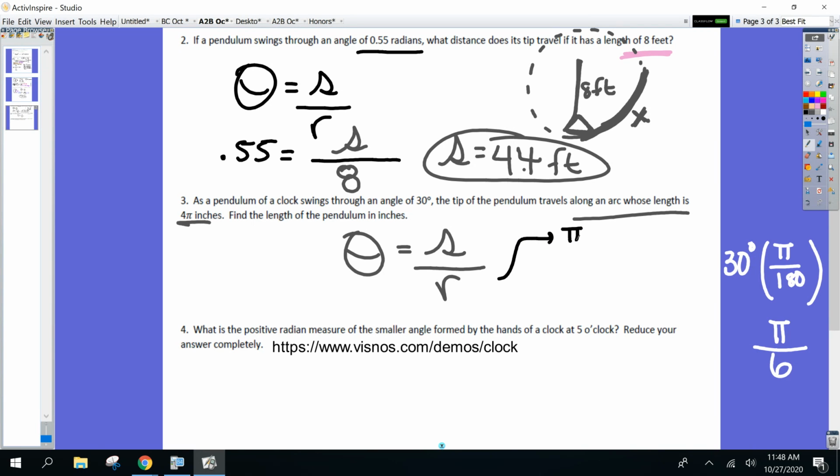So pi over 6 equals the arc length they gave me, right? What was the arc length again? The arc length is 4 pi. And how long is the pendulum, which is our radius? How do you solve that for R? Anybody want to show off algebra skills? How do I put that? How do I solve this one?